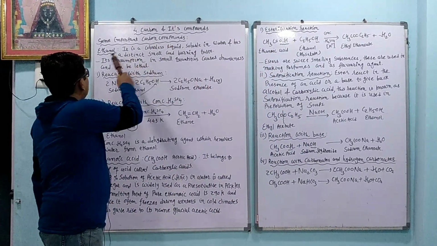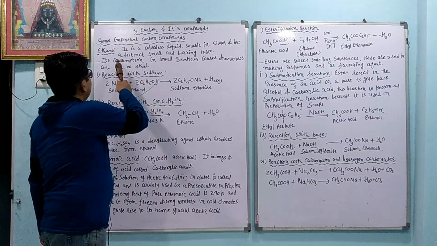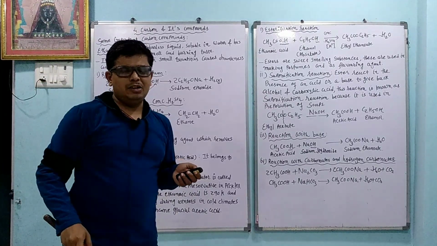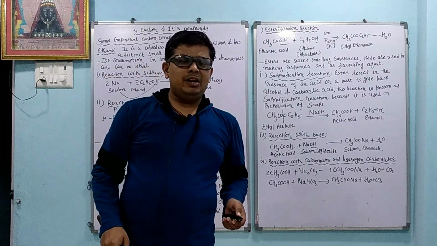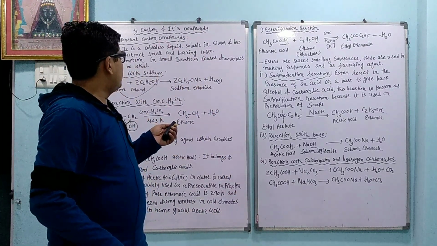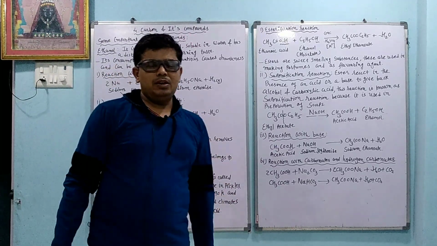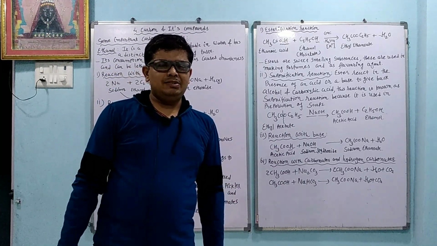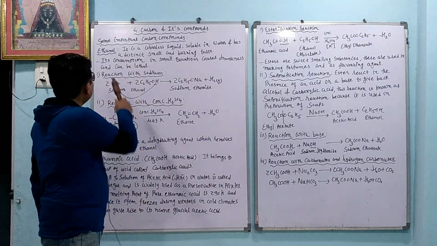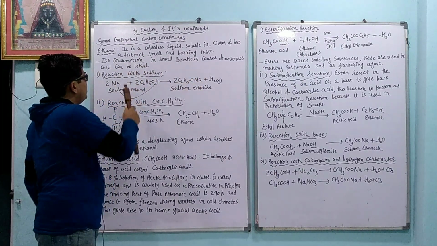Some important carbon compounds: ethanol. Ethanol's common name is ethyl alcohol. It is a colorless liquid, soluble in water, with a distinct smell and burning taste. In some drinks it is added in small amounts. Its consumption in large quantities causes drunkenness and can be lethal.